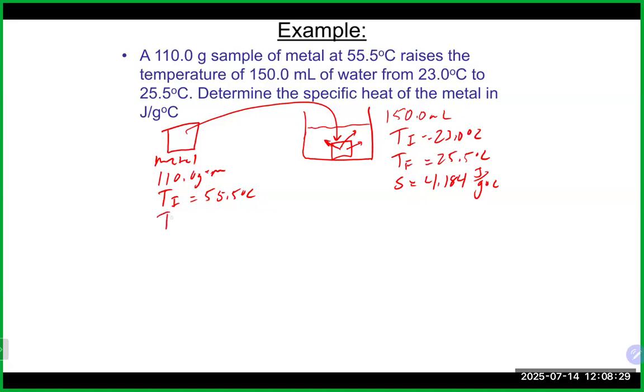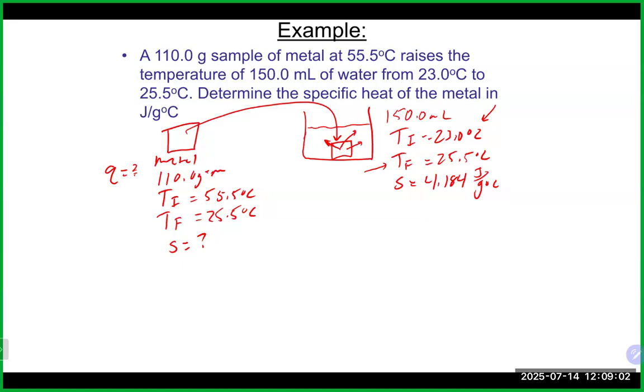That means that the metal will end up at the same final temperature as the water, which would be 25.5 degrees Celsius. And we are looking for the specific heat capacity here for our metal. We're also missing Q for our metal, and we would be able to get Q really from the water information. So again, here we have pretty much everything we need for the water to figure out, once again, in this particular case, how much energy the water should gain.